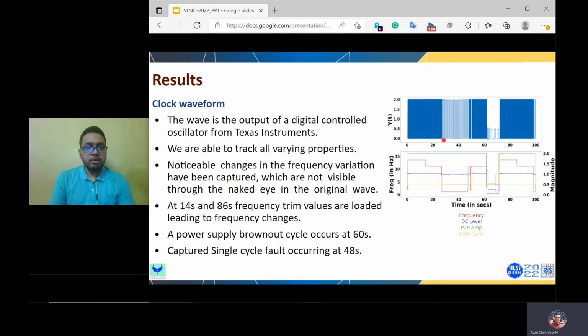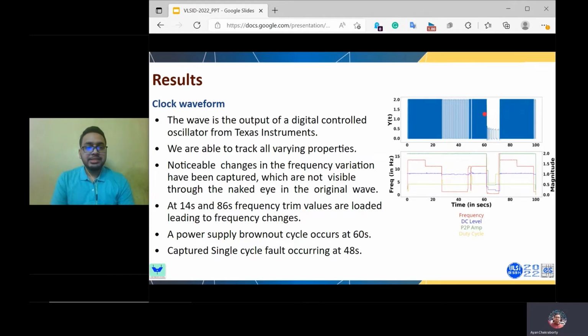For example, at around this point, the frequency changes as we can clearly see, and this is captured by our graphs. However, we can see that at around 14 seconds and at around 86 seconds, there are subtle changes in frequency which cannot be observed by the naked eye. If we zoom in, we can see that there are frequency changes occurring at these points, and these frequency changes have been captured by our algorithm as indicated by the dip in frequency occurring at these points.